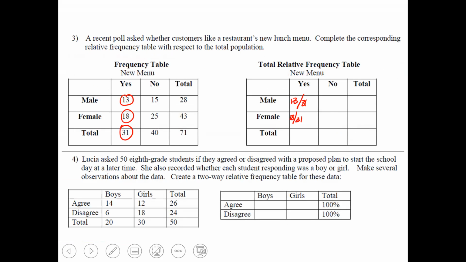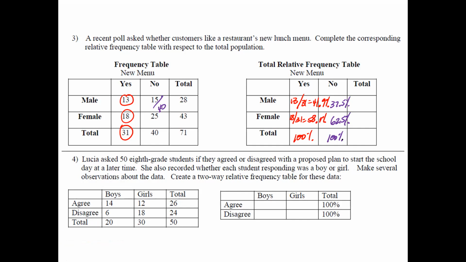So when you divide that, 13 divided by 31 is gonna give me 41.9%. 18 divided by 31 is gonna give me 58.1%. So then altogether, you should have 100%. Do the same thing over here. 15 divided by 40 is going to give you 37.5%. 25 divided by 40 is going to give you 62.5%. And then your total should be 100%.